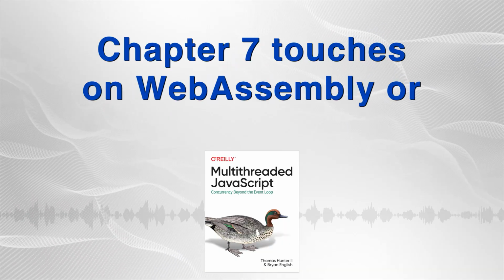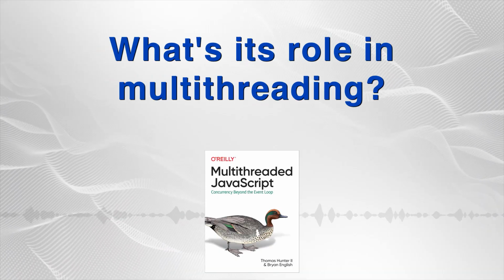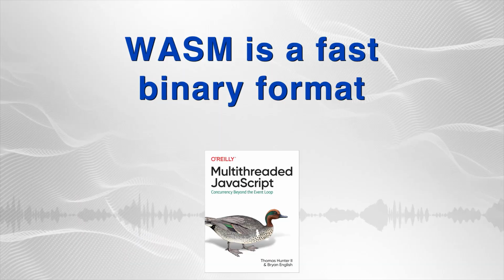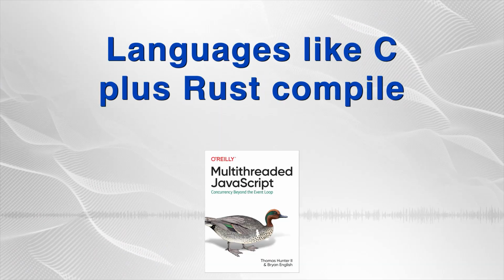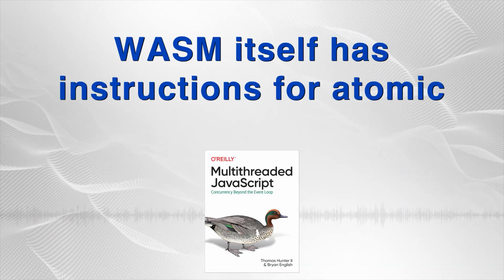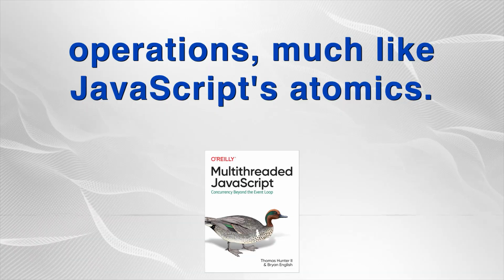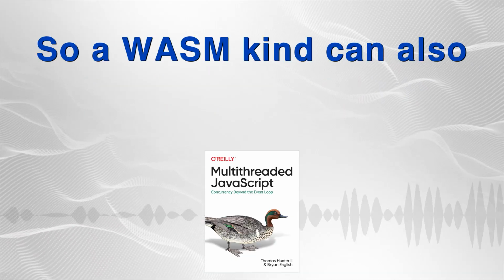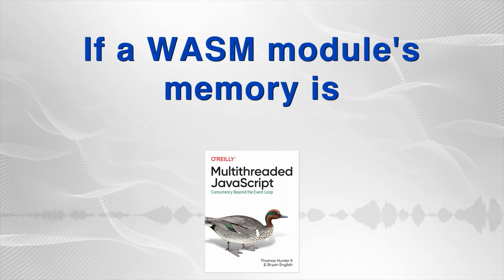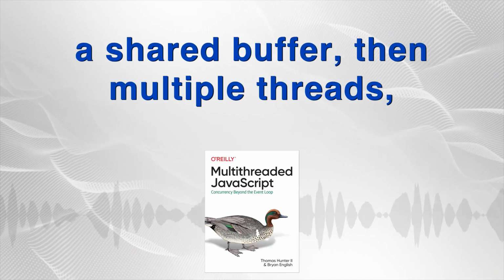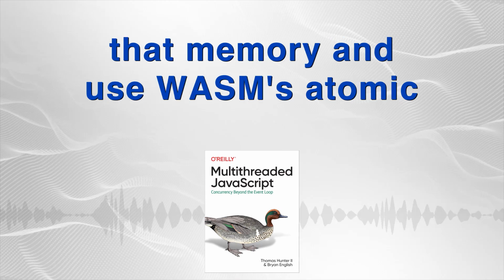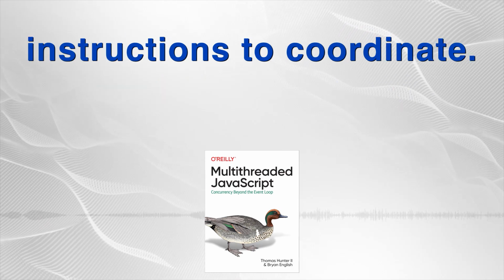Chapter 7 touches on WebAssembly, or WASM. What's its role in multithreading? WASM is a fast binary format for code. Languages like C++ and Rust compile to it. WASM itself has instructions for atomic operations, much like JavaScript's Atomics. So WASM can also use SharedArrayBuffer. Yes. If a WASM module's memory is a shared buffer, then multiple threads, web workers or worker threads, running instances of that module can share that memory and use WASM's atomic instructions to coordinate.